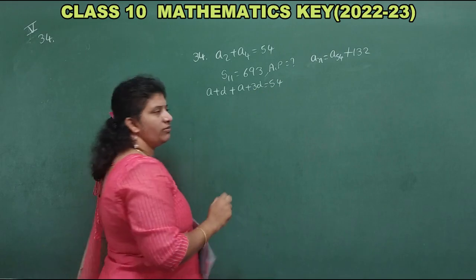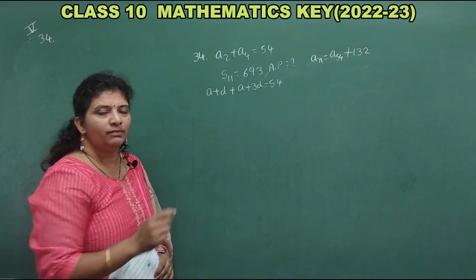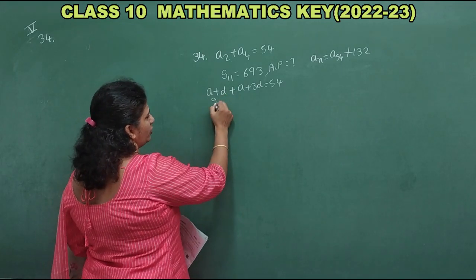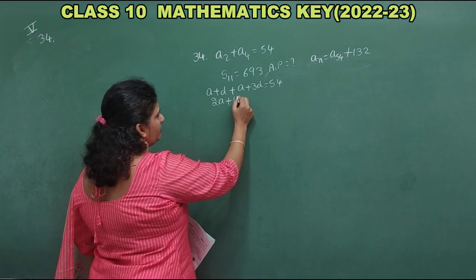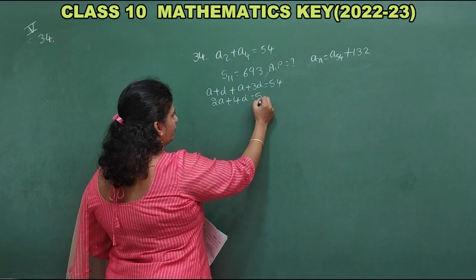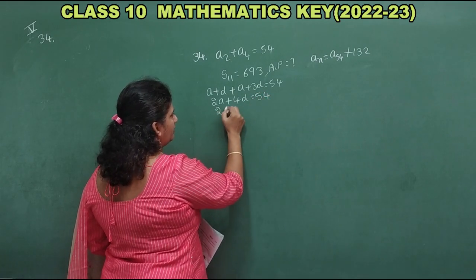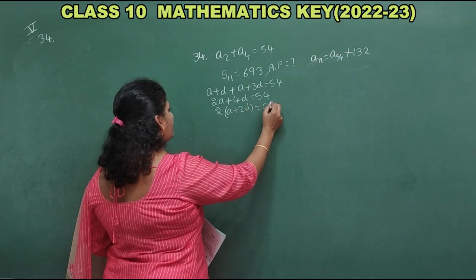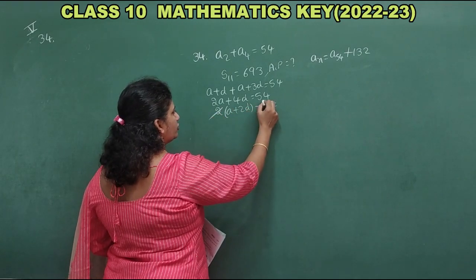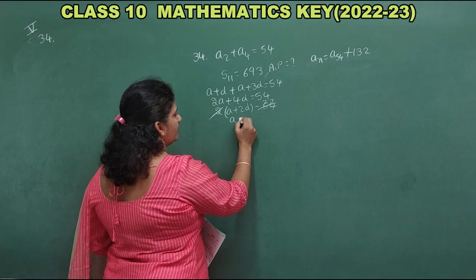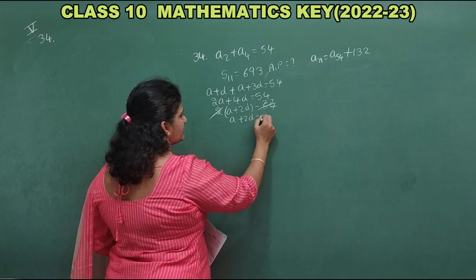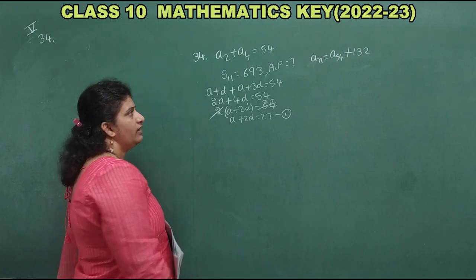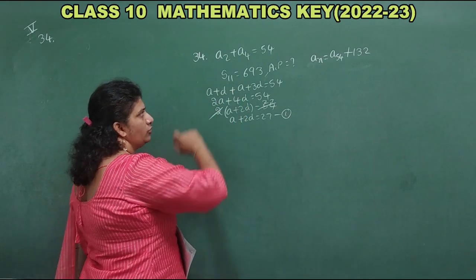This is a verbal problem. You need to attempt with steps, but I am doing in short here. A plus A, 2A. D plus 3D will be 4D is equal to 54. Take out 2 common. A plus 2D is equal to 54. Cancel. 2 2s are 4, 2 7s are 14. That is A plus 2D is equal to 27. Mark it first equation.